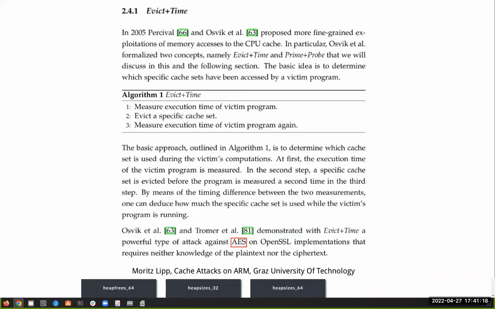So if in the third step the measurement result is slower than the result of the first time, what does that mean? It's a miss. So what does a miss mean?